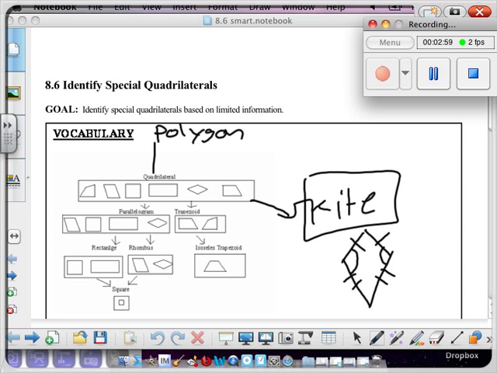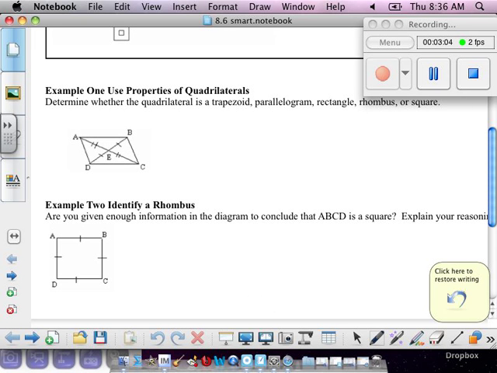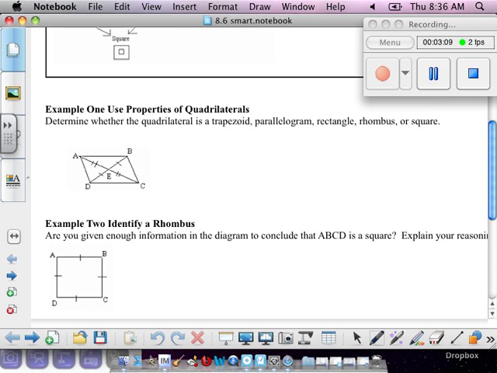Okay, we are going to go down to example 1. We are going to determine from the information given if this is a trapezoid, parallelogram, rectangle, rhombus, or square. All right, who's got an idea of which one it is? Dana says she thinks it's a parallelogram and a rhombus. That's okay, it's a guess.